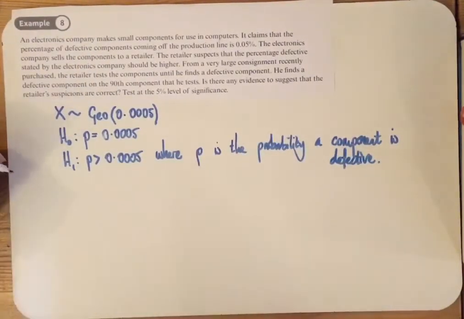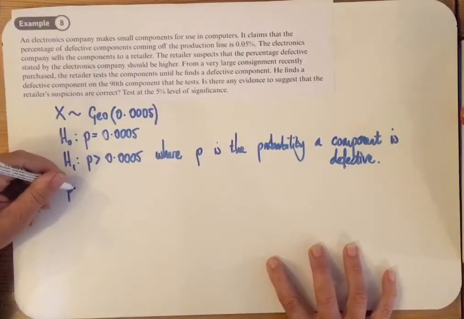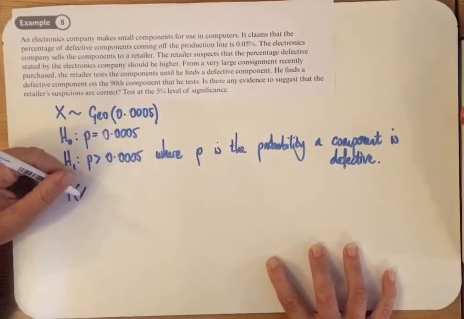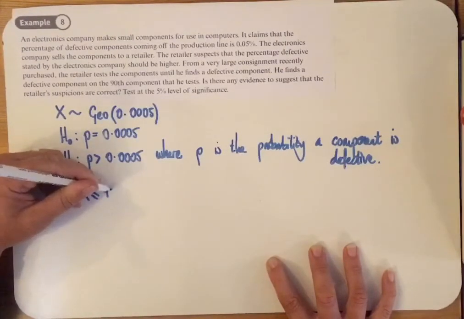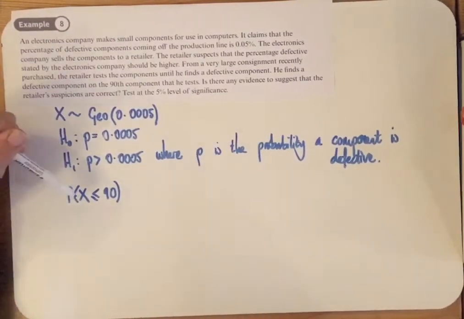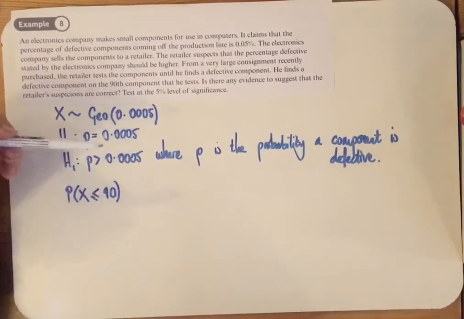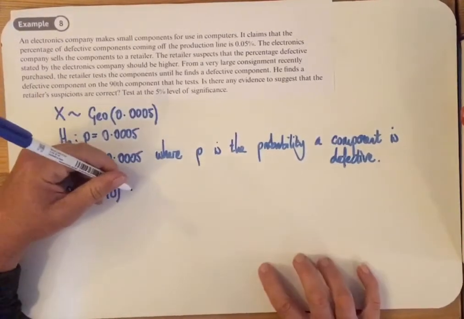So they get one on the 90th. If p is bigger than 0.0005, then you'd be expecting to find a faulty one earlier on in that distribution. And so your tail is going this way. So you want the probability of being in the left-hand tail, which is the probability that X is less than or equal to 90. So you want a result as extreme as 90, or more extreme, but that's going to the left for this one.